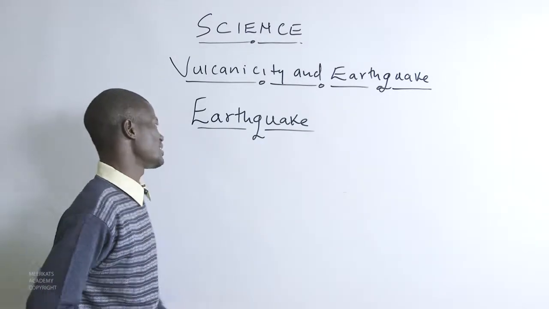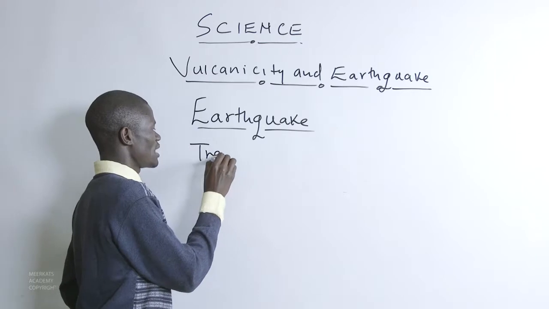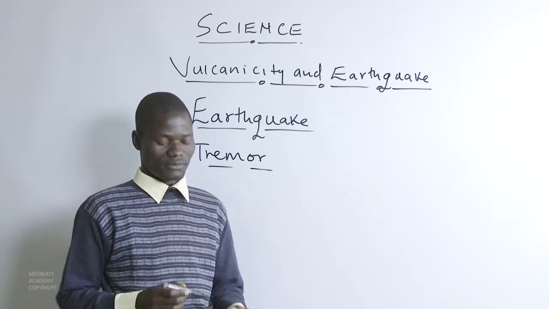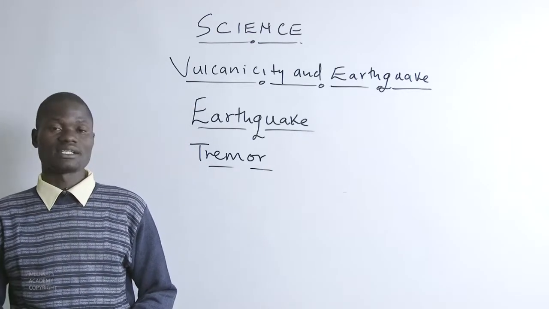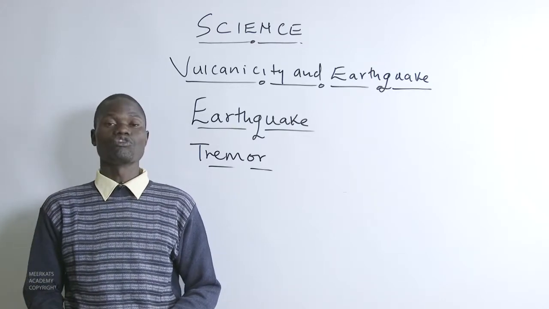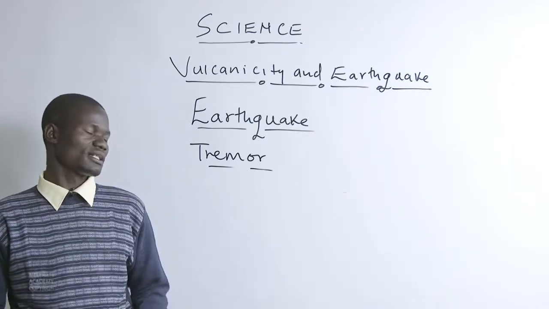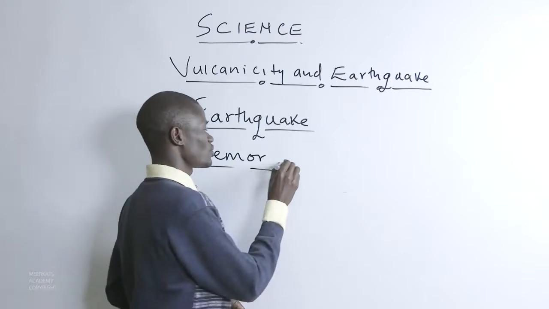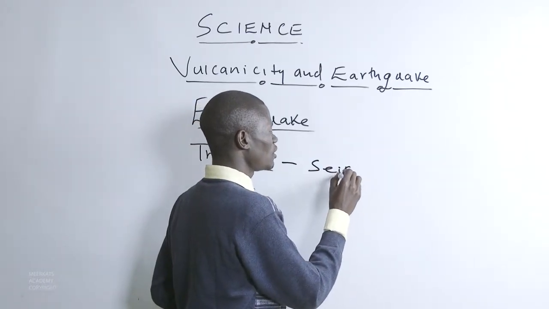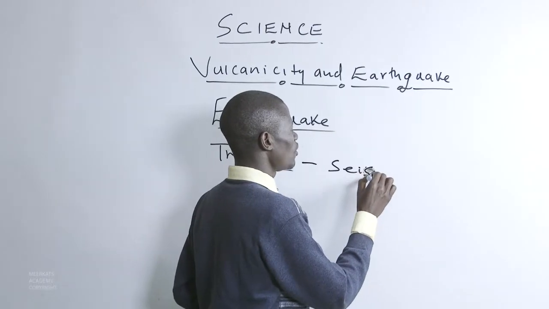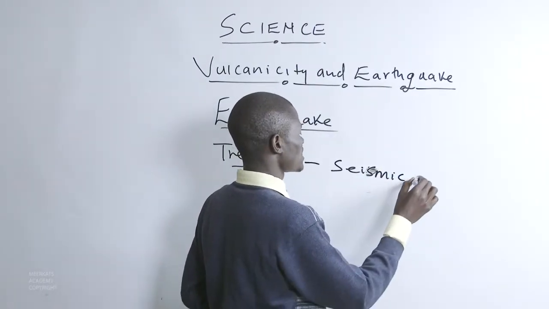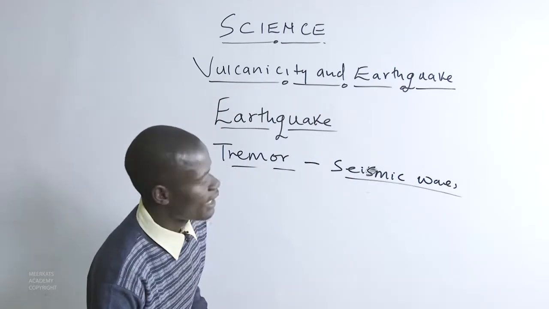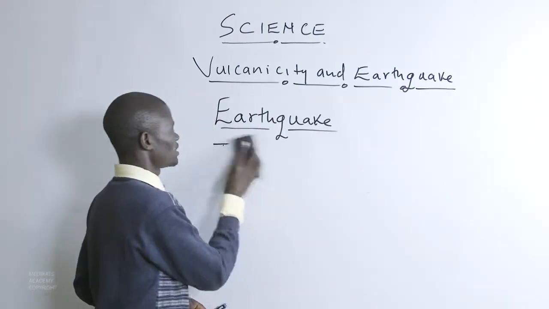We also have another term that is referred to as the tremor. There's a difference between an earthquake and an earth tremor. An earth tremor is a less violent movement of the earth crust. Both are caused by seismic waves, depending on the various capacity or magnitude in which they occur.